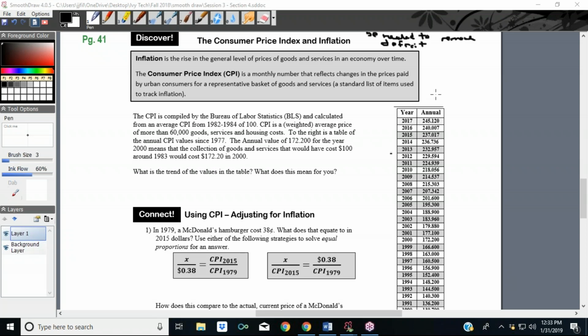So there's this quote, "basket of goods and services." A certain list of products and services that have been tracked since the 1970s. What happens is they track these same products over time, and every month they examine how much these products cost. And it says here the CPI is compiled by the BLS and calculated from the average CPI from 1982 to 1984 of 100.